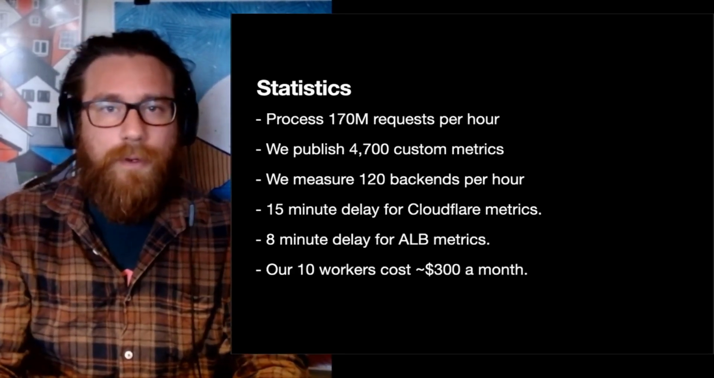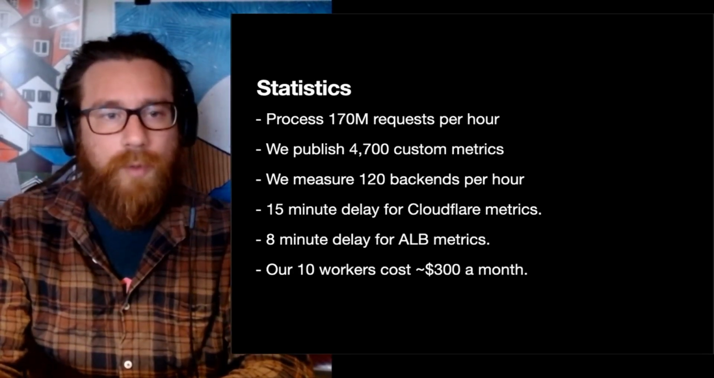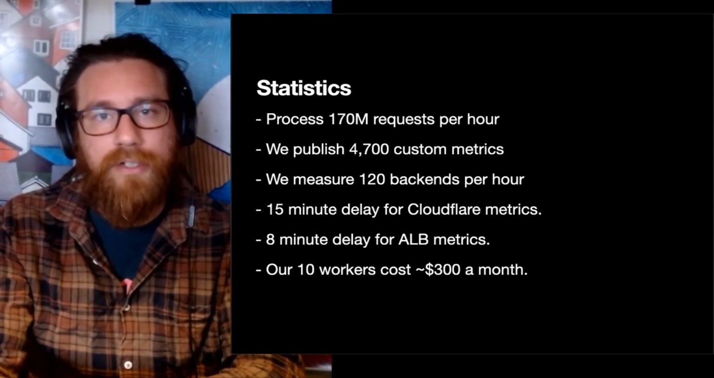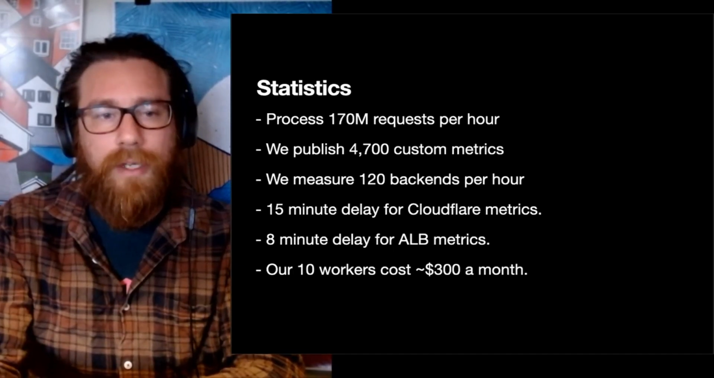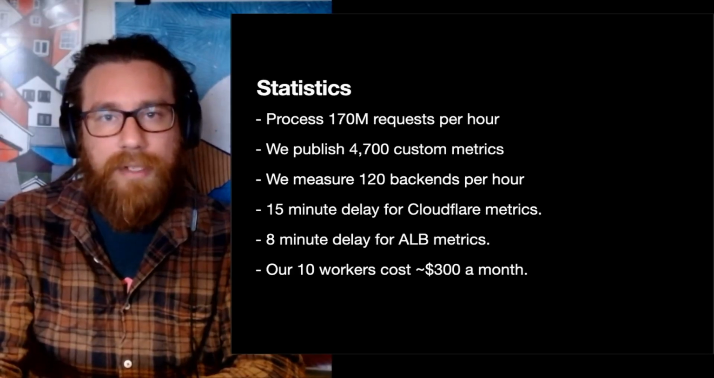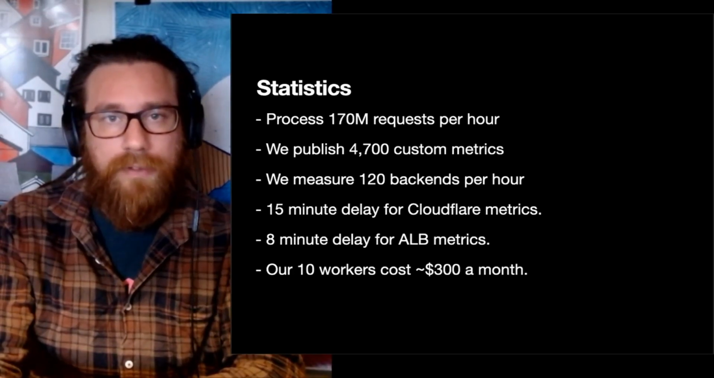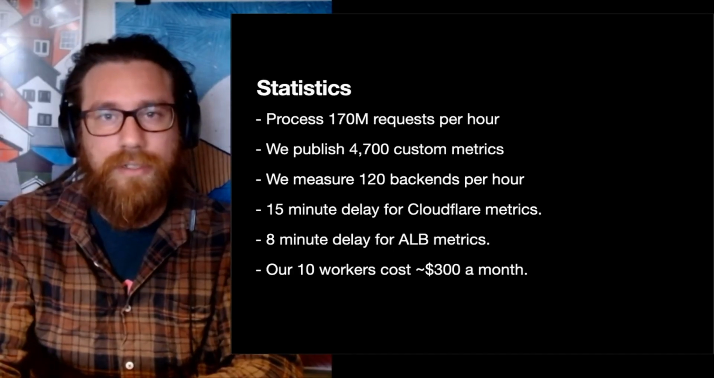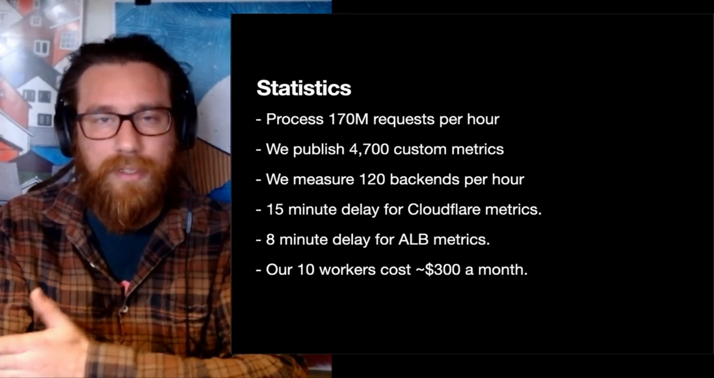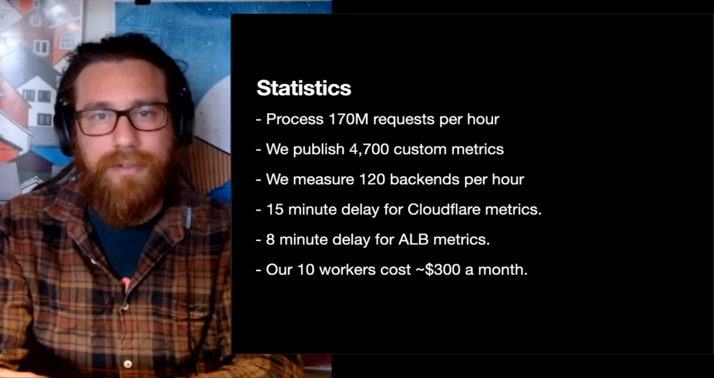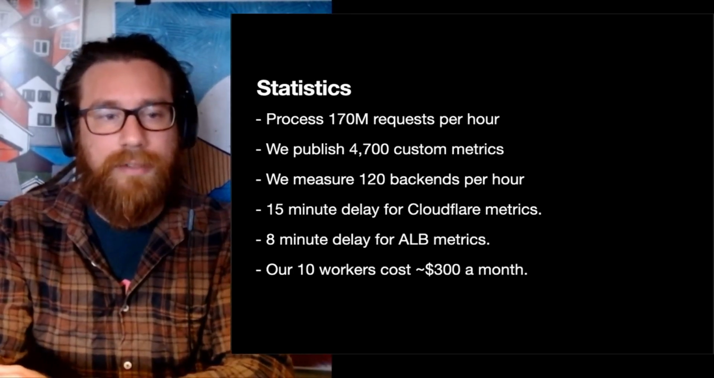So some statistics for our particular implementation. We process 170 million requests an hour, and we publish 4,700 metrics from that data. That provides data for 120 backends. We have a 15-minute delay for the data out of Cloudflare. That's mostly due to having to wait about 8 minutes or so for the data to become available, just to be absolutely certain that it will be there. If a retry happens, then you're going to sort of double that processing time for that data.